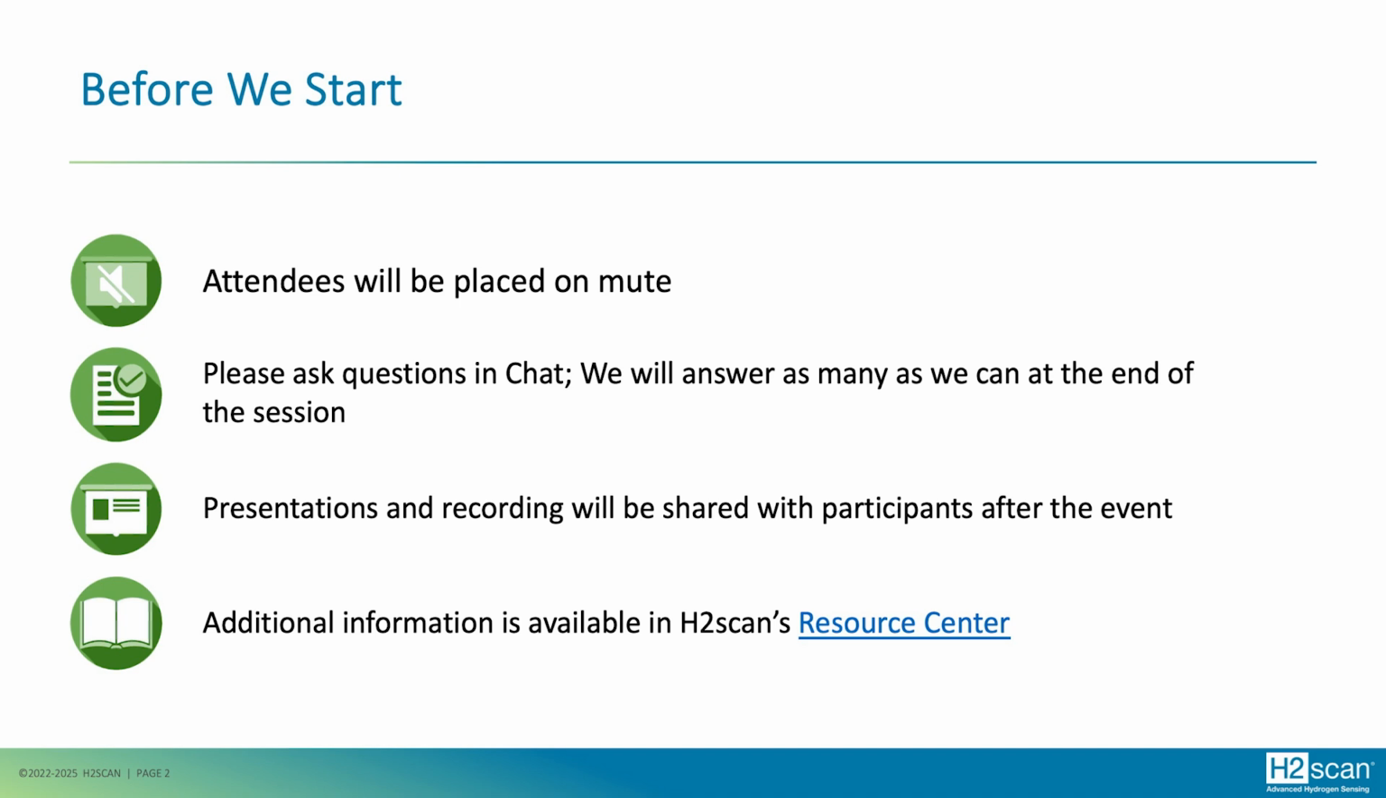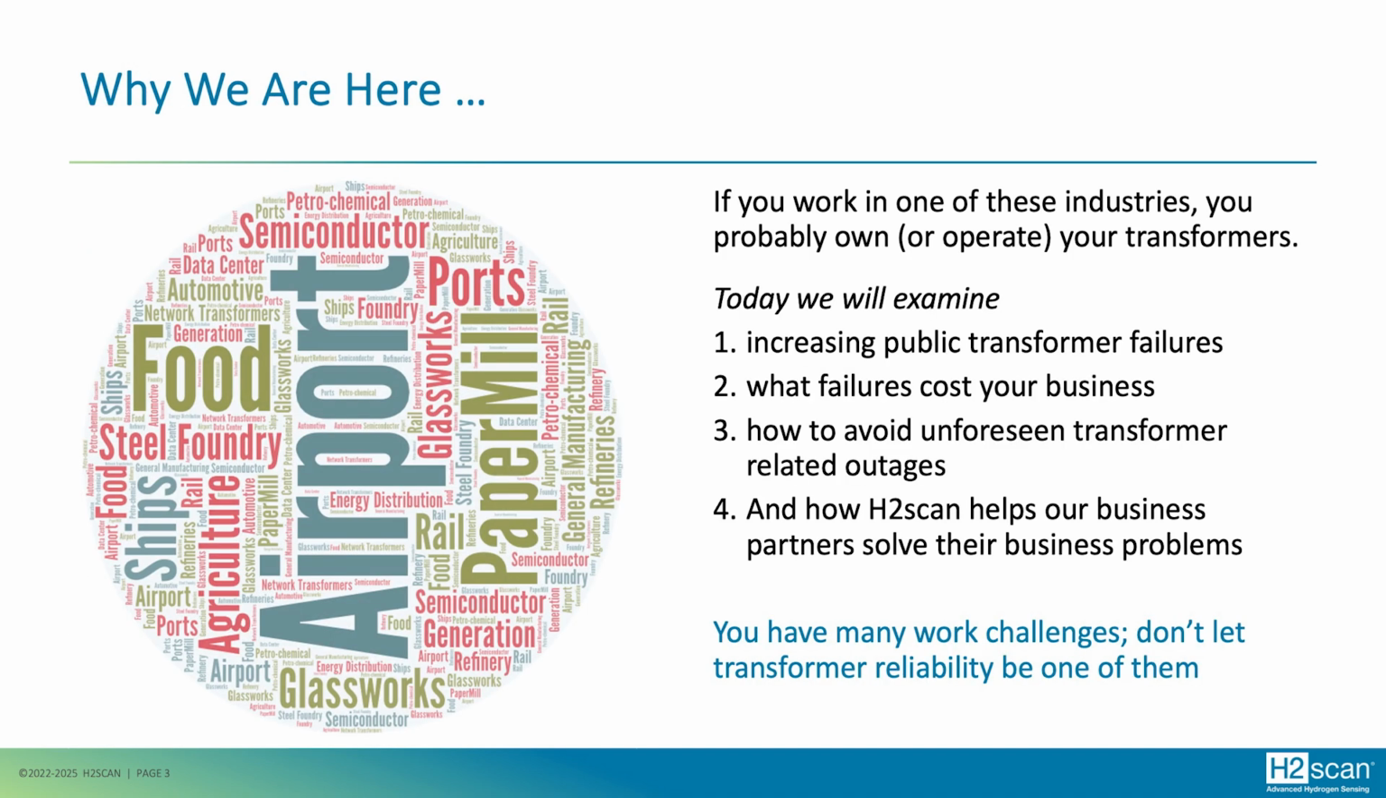So why are we here? If you look to the left, this word cloud has a significant number of industries. There's food, there's shipping, there's airports, there's rail, there's semiconductor, there's all sorts of manufacturing and glassworks. In short, if you work in any of those industries, you probably own or operate or maintain your own transformers, or you operate and maintain transformers on somebody else's behalf. And as we go through today, what we really want to examine is that increasing trend.